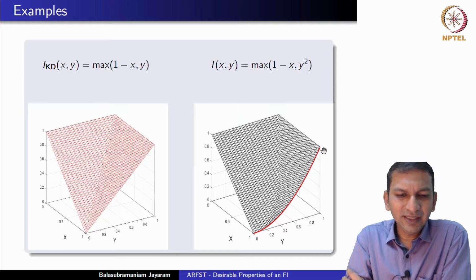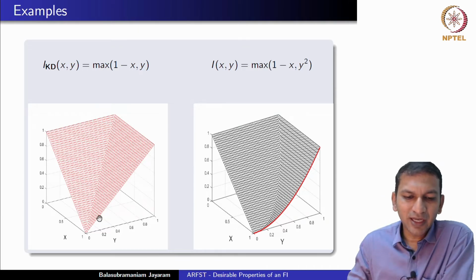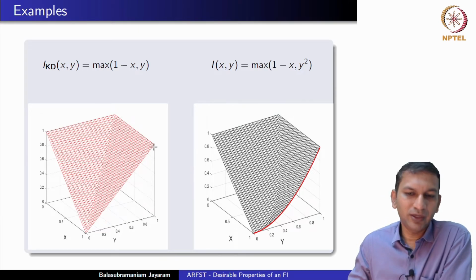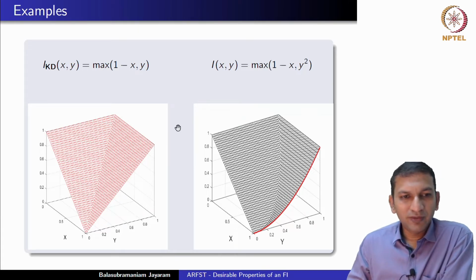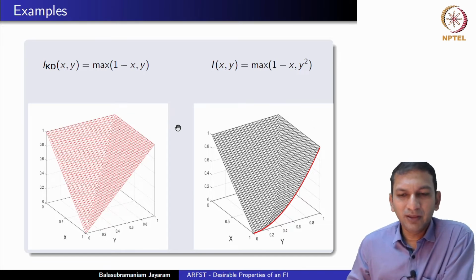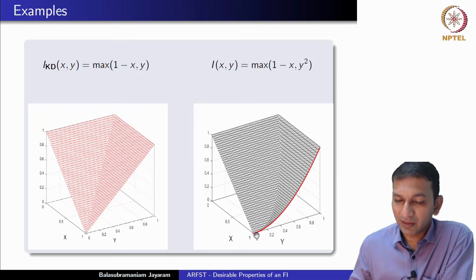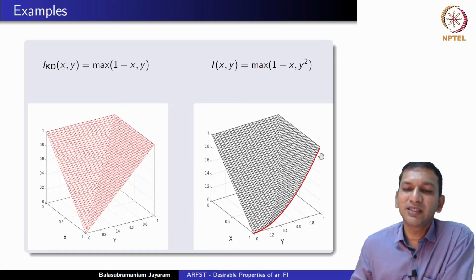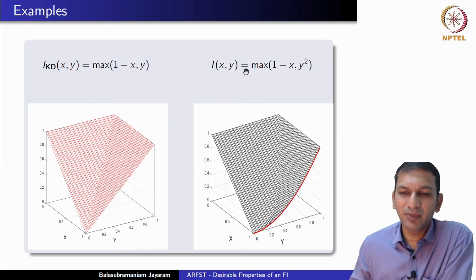This is the Klein-Dienz implication. Clearly, it also satisfies the neutrality property. But let's not go away with the feeling that we are only going to talk about I of 1 comma y being equal to y, but there are also a lot of implications where I of 1 comma y could be some function of y, a continuous function of y, as in this case of I of 1 comma y being equal to y squared. So this is again a fuzzy implication.